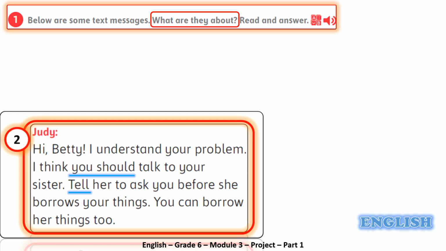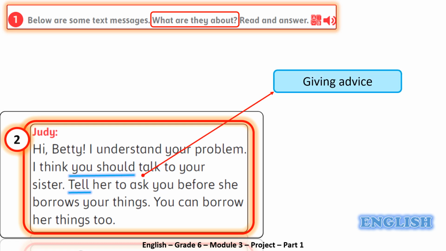So the question is, what is this message about? Actually, when we look at you should and tell, we see that this message is giving advice. So Judy is giving pieces of advice to Betty in order to deal with the problem she is facing with her sister. Let's go to number 3.